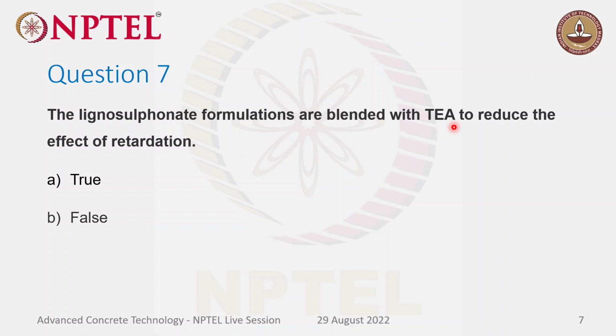Coming to question 7. The question 7 is: the lignosulfonate formulations are blended with TEA, triethanolamine, to reduce the effect of retardation. Okay. So first, lignosulfonate is the first generation water reducing admixture. Here they are saying TEA. So you have to find whether TEA is a retarder or accelerator. If it's a retarder, then obviously it can reduce the effect of retardation, but we don't know whether TEA is an accelerator or retarder. So you have to find whether it's true or false. After a minute, we'll see the answer. Please give an answer in polls or chat box.